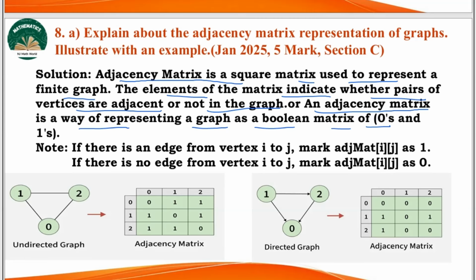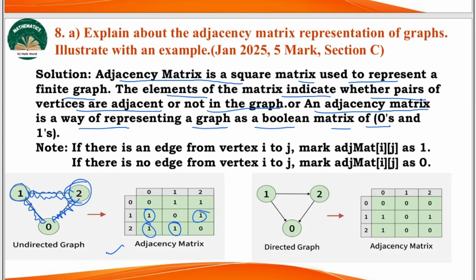Let me check here. 0 to 0, no edge. 0 to 1, yes, we have 1. 0 to 2 also we have 1. Then we'll go for 1. From 1 to 0, yes, we have 1. Then 1 to 1, no, we don't have a self loop. Then 1 to 2, yes, it is 1. Then third one, we'll go for 2. 2 to 0, yes, we have 1. Then 2 to 1, yes, we have 1. And then 2 to 2, self loop we don't have. So this is how we write the adjacency matrix.